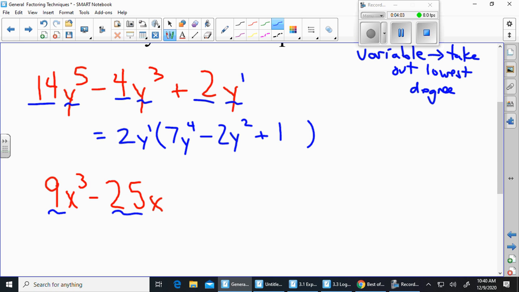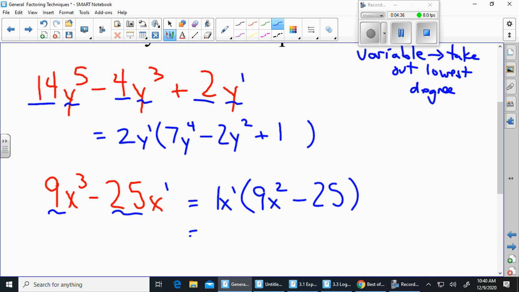So next one. Is there a number that goes into 9 and 25? No. So you can't take a number out. You have x cubed and x. You can take out the smaller of the 2. So then, really you took out a 1x. 9 divided by 1 is 9. You took 1 away from 3, you have 2. Minus 25 divided by 1 is still 25. You took 1 away, you got none left.